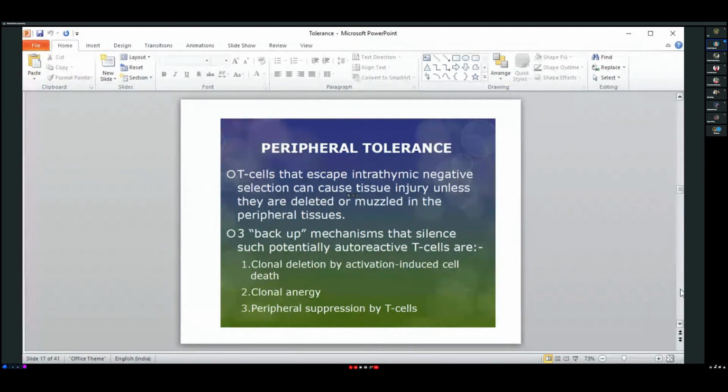সিলেকশনটা হয়েছে, সেটা যদি এড়িয়ে গেল, escape করে গেল, then what happens? It can cause issue unless they are detected or muzzled into the peripheral tissues.